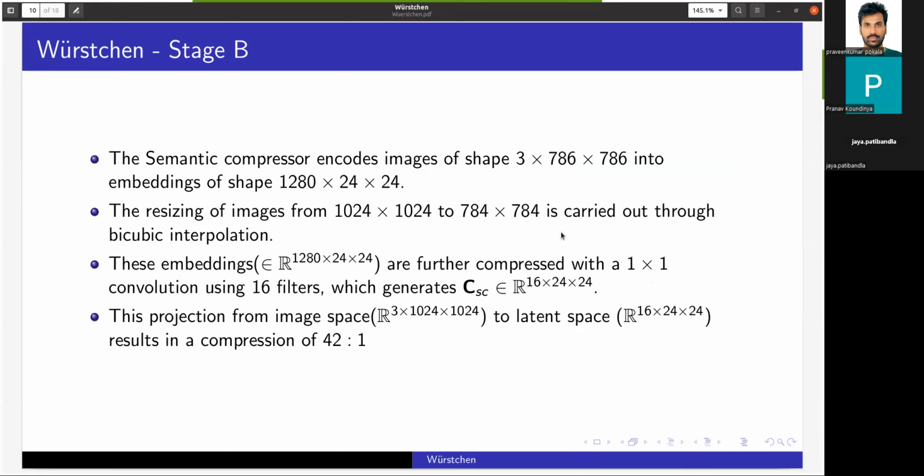All right. So the semantic compressor encodes images of shape 3 cross 786 cross 786 into compact embeddings of shape 1280 cross 24 cross 24. We get the image size of 786 cross 786 by performing downsampling through bicubic interpolation. We first take an image of size 1024 cross 1024 cross 3, and interpolate it using bicubic interpolation to get a low resolution image of 786 cross 786 cross 3. And finally, we perform the semantic compression, which is used to guide the diffusion process.